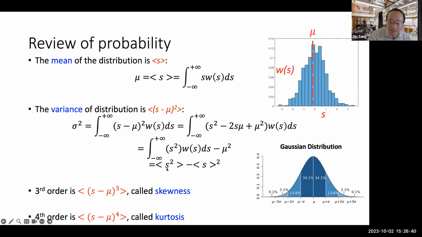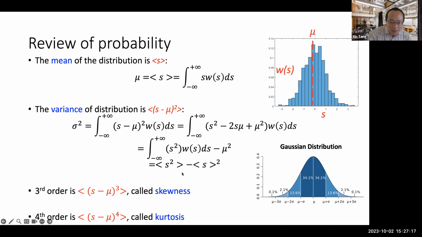The reason is S can be positive and negative. If you square it, then the average is always positive. But here, S is averaged together first, and S can be negative and positive, so this average value can be zero or smaller, and then you take the square. This term is always smaller than this term. So variance is always positive. There shouldn't be a negative value.